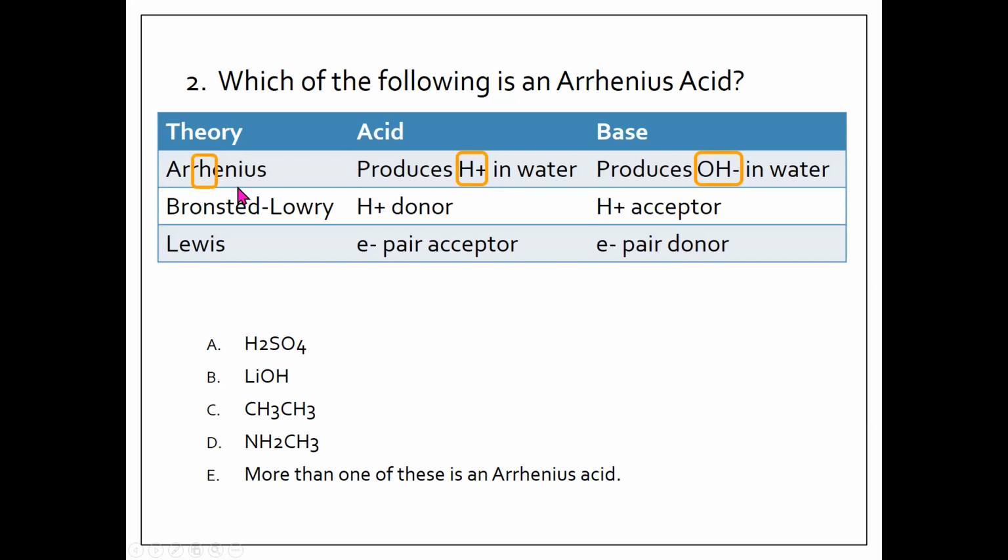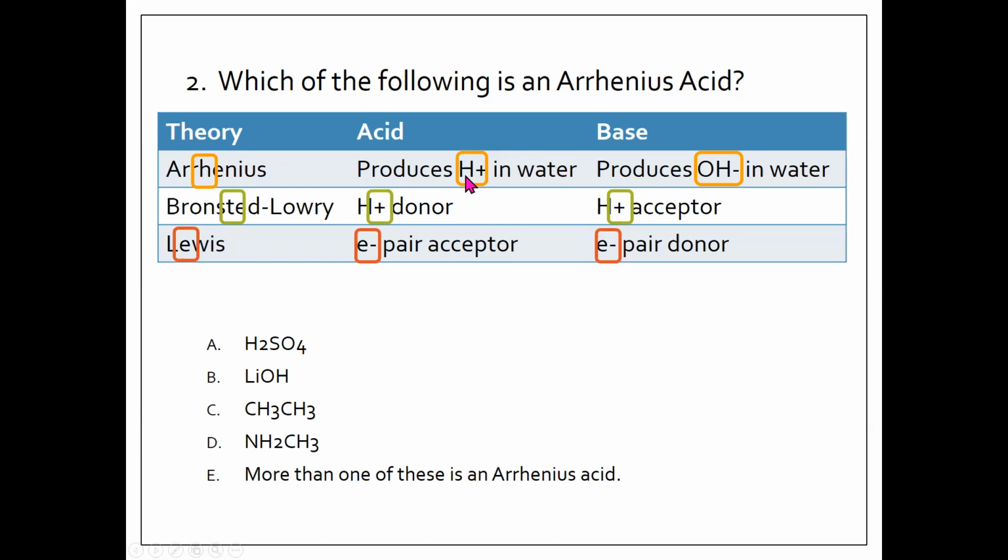But if you're having trouble remembering these definitions, the Arrhenius one has the H in it, and it produces H plus in water and produces the OH in water for the base. So that's how some students like to remember this. And the Bronsted-Lowry, the Bronsted has the T in it, and that T looks like the positive sign, like the H plus donor and the H plus acceptor. And then the Lewis has the E in it for the electron pair acceptor and electron pair donor. But we're looking for the Arrhenius acid.